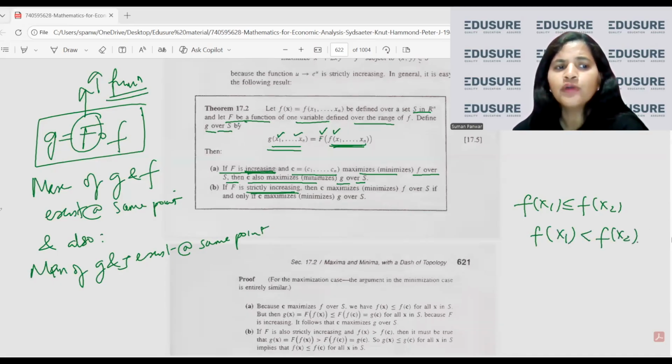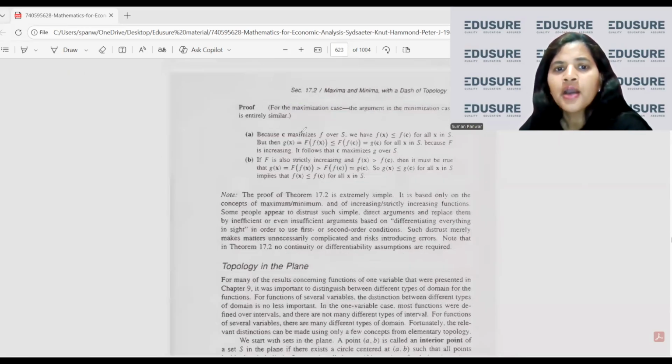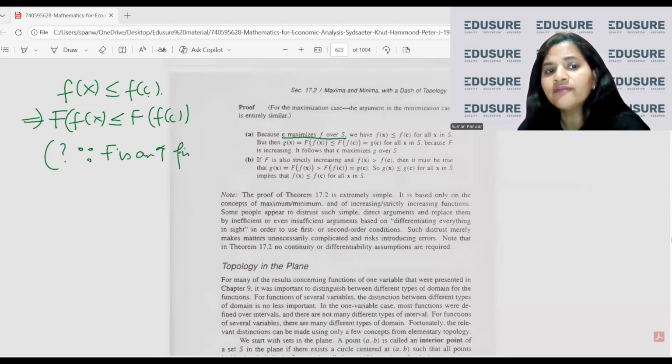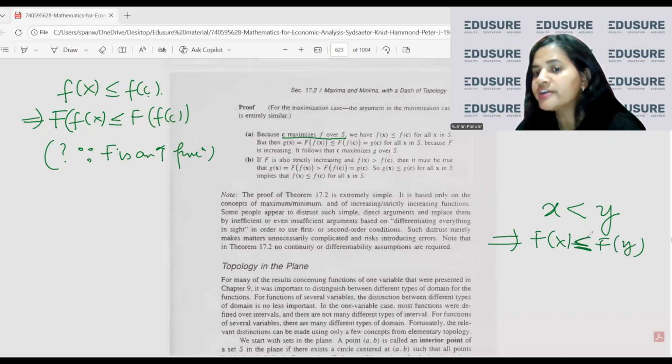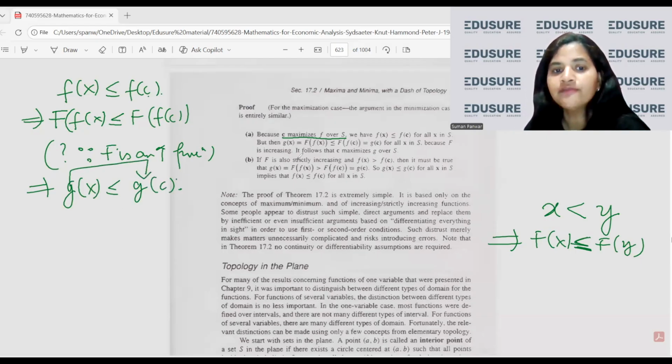Let us roughly look at the proof. We all know the idea through the example that we have taken. Let us look at part A. Because c maximizes f over the set, we have f(x) less than or equal to f(c), because at c the maxima of f occurs. What does it mean? It means that F(f(x)) is less than or equal to F(f(c)). Why? Because F is an increasing function. That is the definition of an increasing function. What is the definition of an increasing function? x less than y should imply F(x) less than or equal to F(y). In an increasing function, we will not have the strict inequality. And this implies that g(x) is less than or equal to g(c). So even g will have a maxima at c. And similarly, we can have this for a strictly increasing function also.